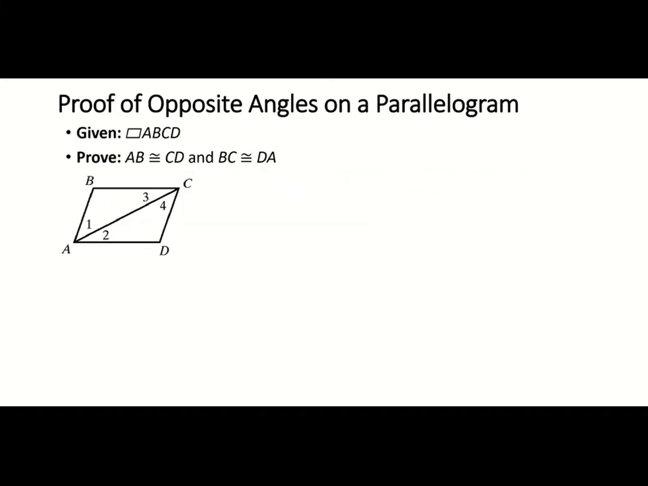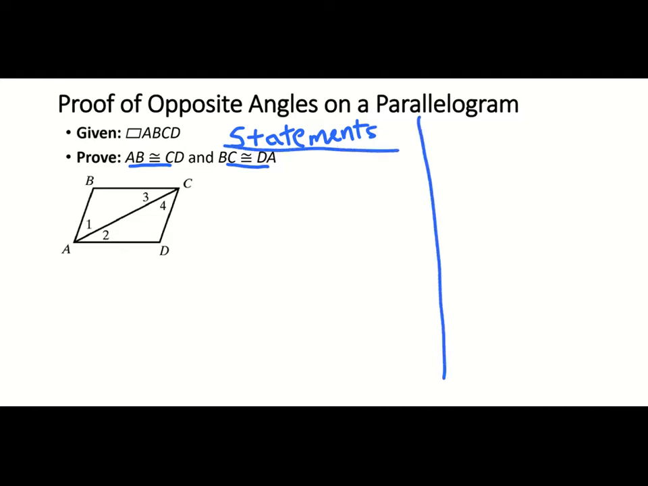All right, now we are going to do a proof to prove that opposite sides of a parallelogram are congruent. So we want to prove that AB is congruent to CD and BC is congruent to DA. So we're going to start off with our statements and our reasons. I'm going to put the statements up here, and then we also have our reasons.